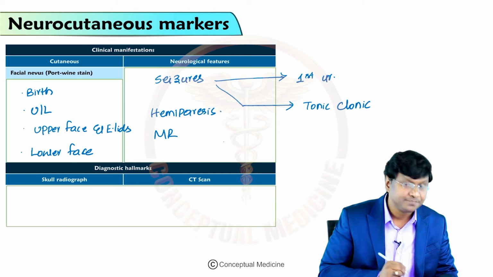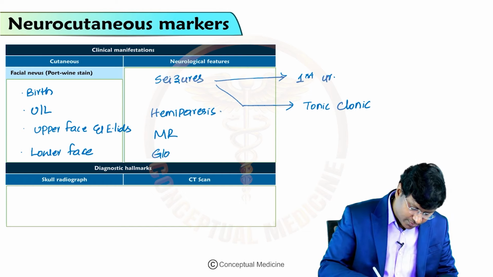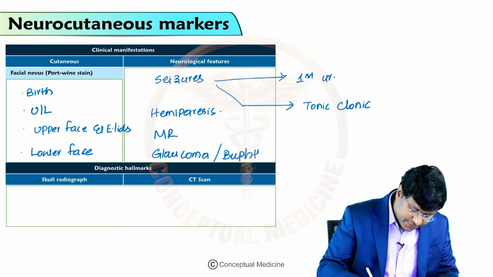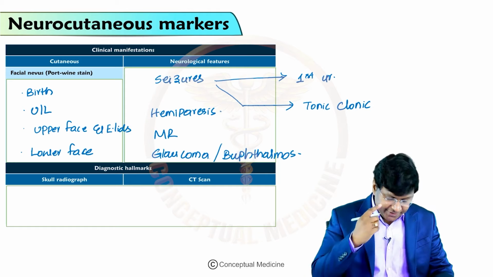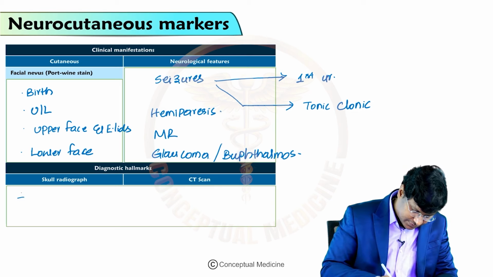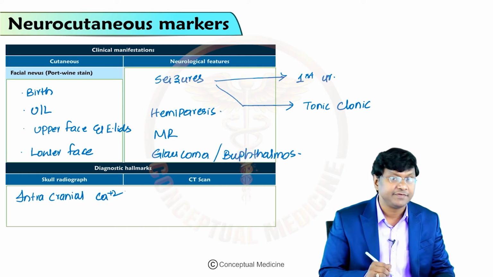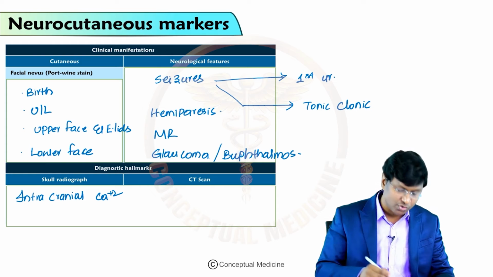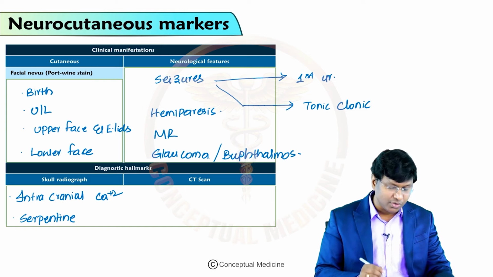And next, mental retardation. And in these individuals, ocular manifestations will also be there. These ocular manifestations will be glaucoma, which is characterized by raised intraocular pressure, and there can also be ophthalmos. So these will be the neurological manifestations in patients with Sturge-Weber syndrome. And the skull radiograph will show you intracranial calcification in the occipitoparietal region. And you also have a railroad track appearance or serpentine appearance. I'll show you that image.